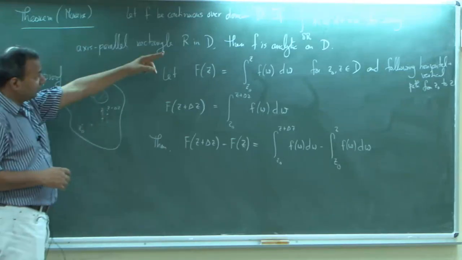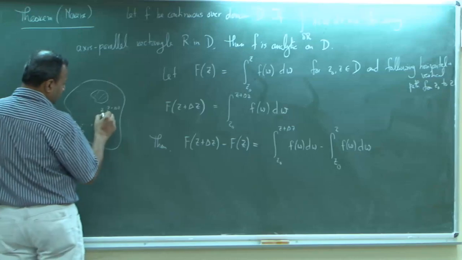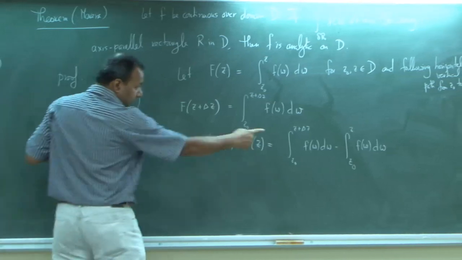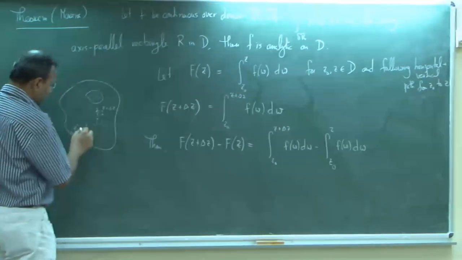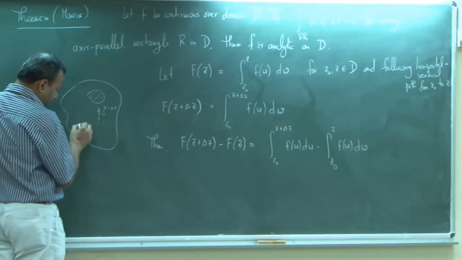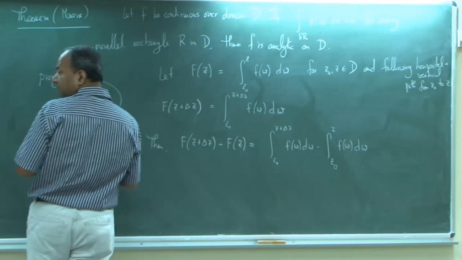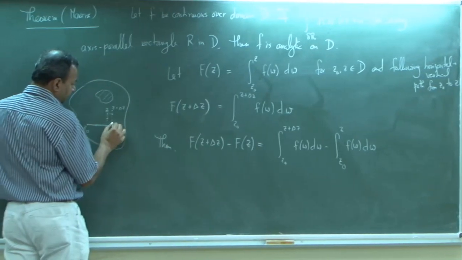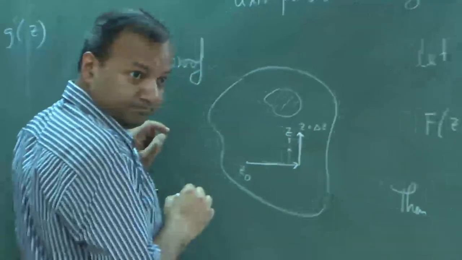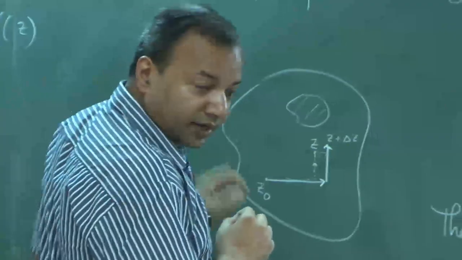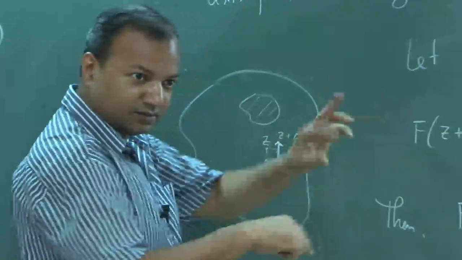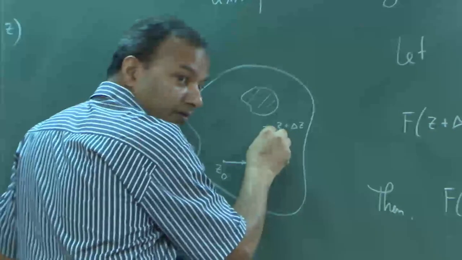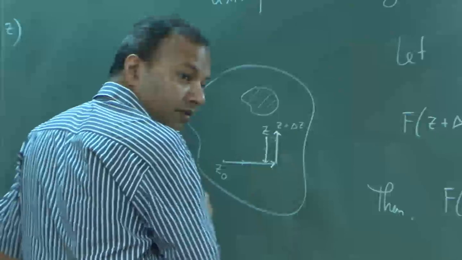And now we use the assumption. Let us complete this. The second one is negative, which means that in the first one we are going from here to here. In the second one, since it is negative, the direction of traversal is reversed. So, there we are coming down from here to here and then here.